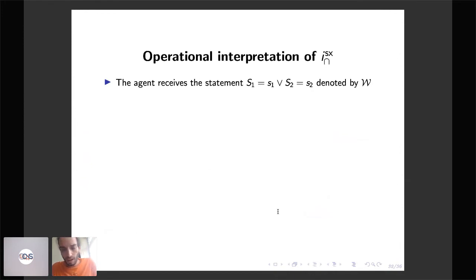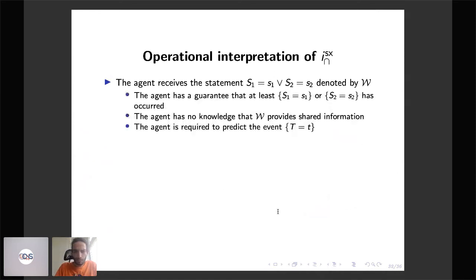And the last thing that I want to talk about today is the operational interpretation of our measure. So basically, let's say that our agent is receiving the statement that S1 has happened or S2 has happened. In this scenario, the agent has a guarantee that at least S1 or S2 has happened. It doesn't have a guarantee that both of them have happened. Also, the agent has no knowledge that W provides any shared information, and the agent is required to predict whether T will happen or not.